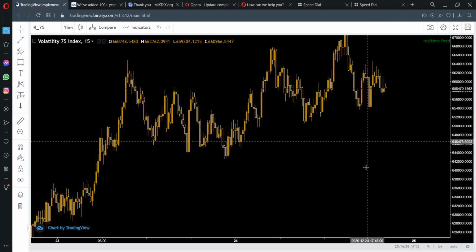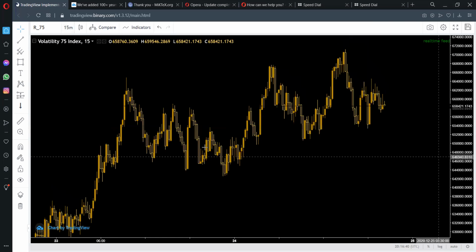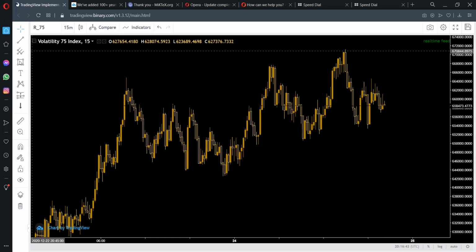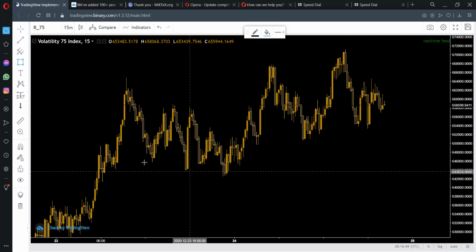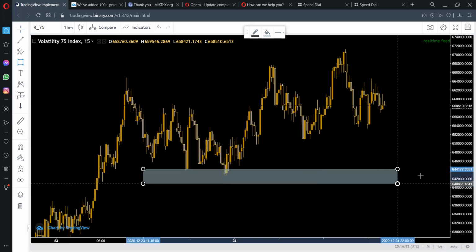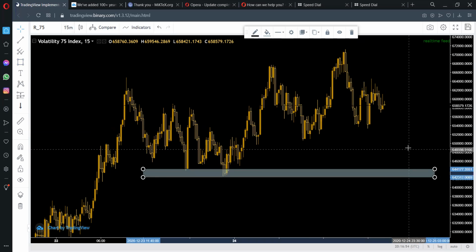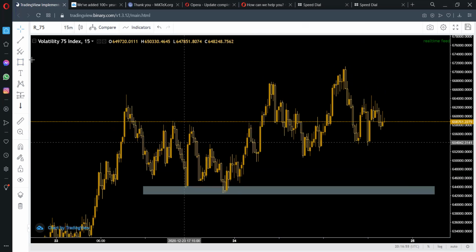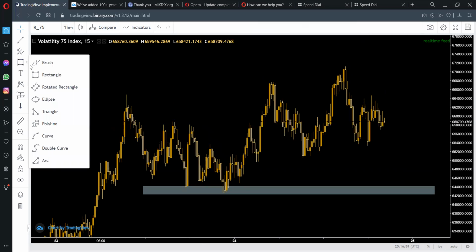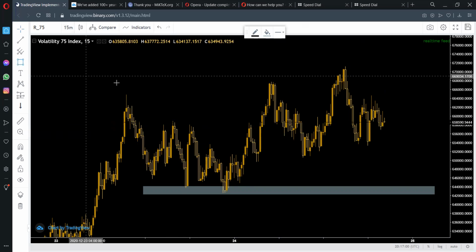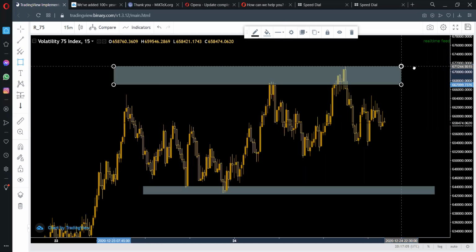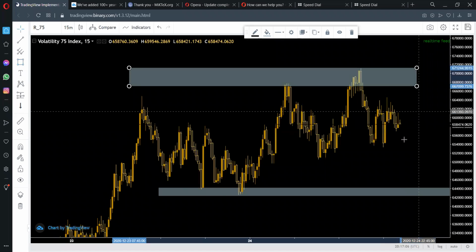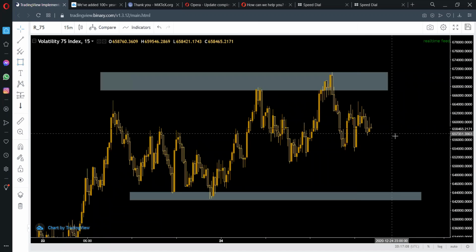On a 15-minute time frame, you can see that the market is fully ranging here. It's a full ranging market, so we don't trade this type of market. You can trade, but I would advise you not to trade.